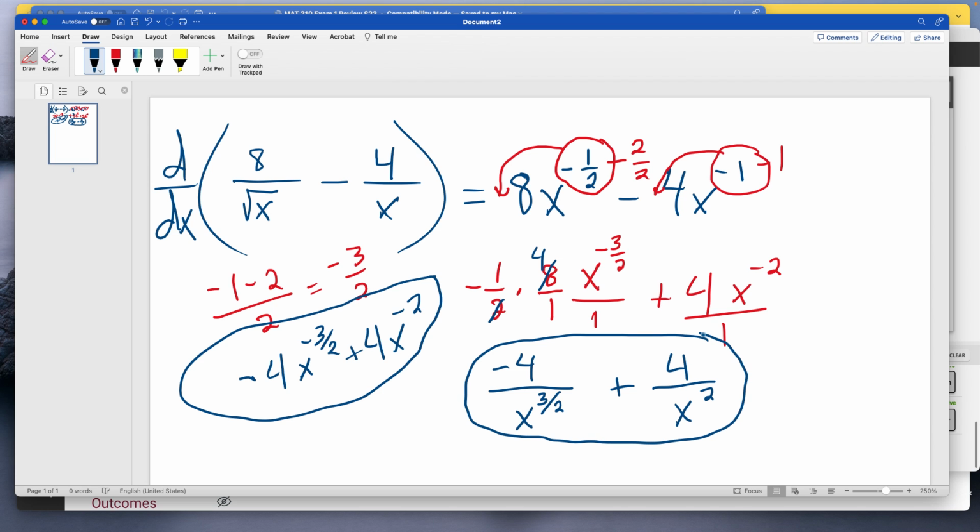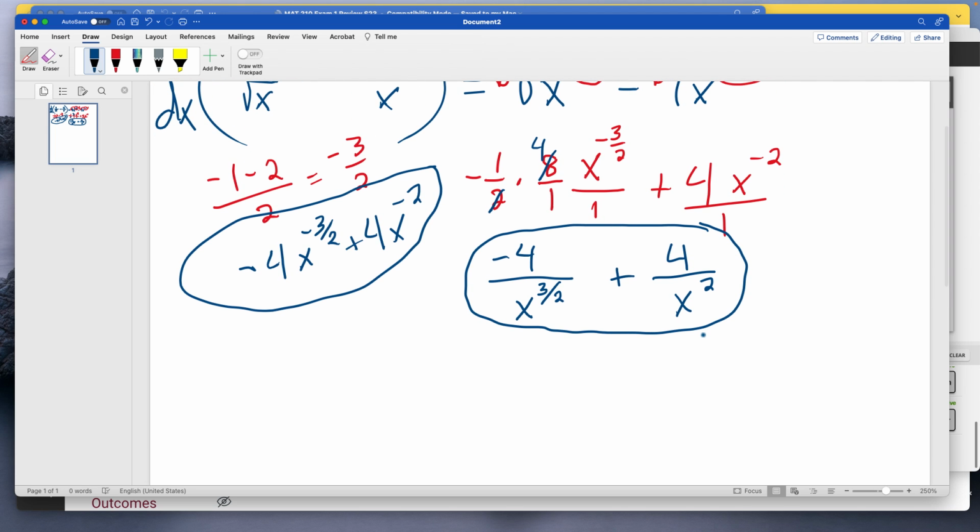And I'll show you one more version that you might see. This x to the 3 halves, think of it as x to the first times x to the 1/2, or 2/2, because you would add these exponents, right? So what they do to rewrite this is, well, x to the first is just x. What's x to the 1/2? That's square root of x. So you might see this rewritten as minus 4 over x square root of x.